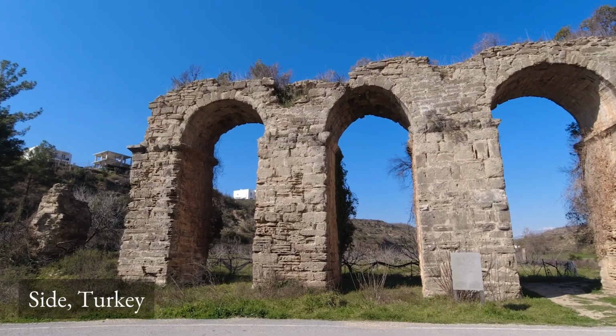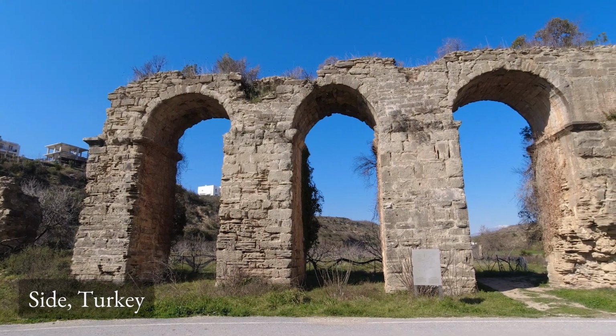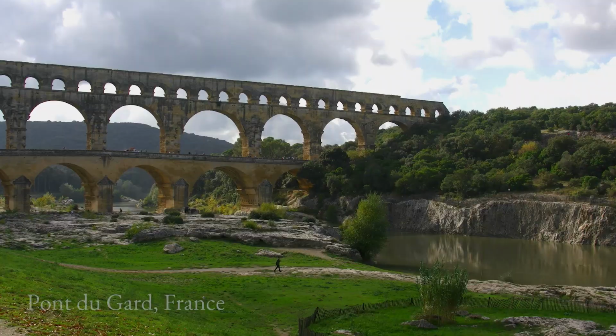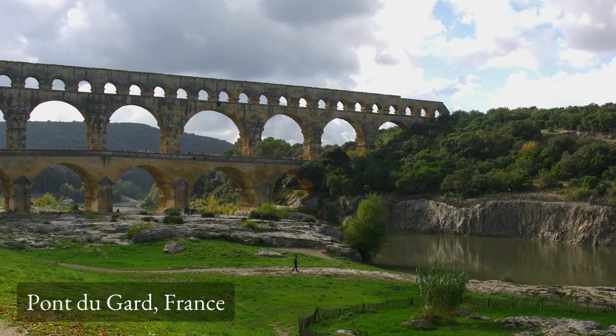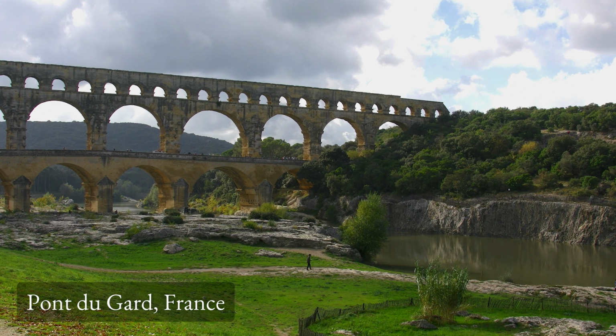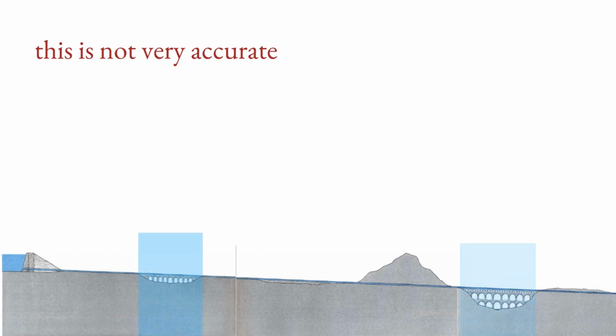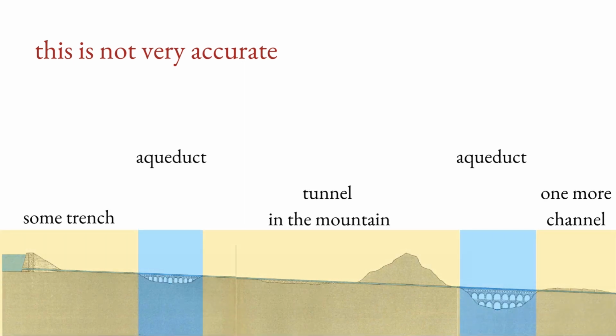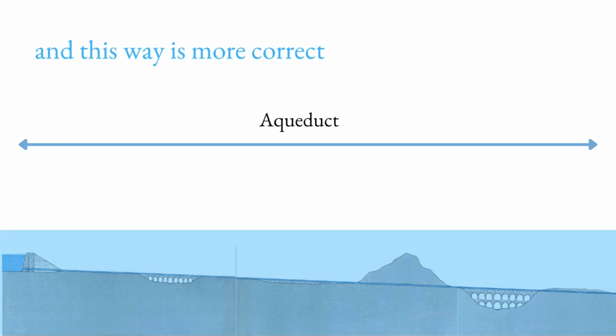Just keep in mind that an aqueduct is actually something more complex than just a bridge, and it could stretch for miles. The more precise term for this exact structure is aqueduct bridge. So let's recap. Thinking about aqueduct in this way is not very accurate. And this way is more correct.